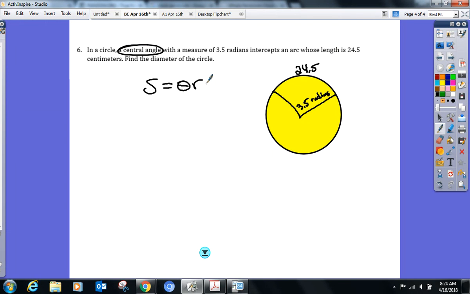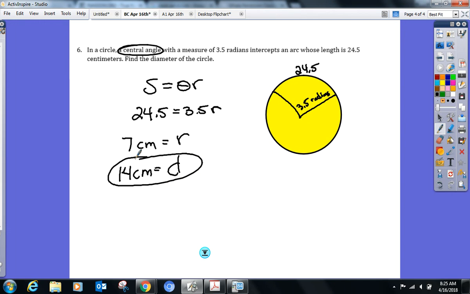Arc length, 24.5. Theta, 3.5 times the radius. And you end up with r equal to 14, nope, sorry, that's the final one, 7 centimeters. So what's your diameter then? Oh, you guys are good. Multiplying by 2. 14 centimeters. All right.